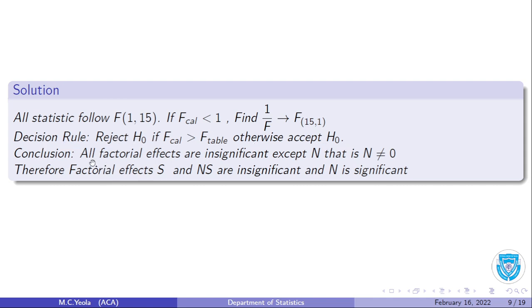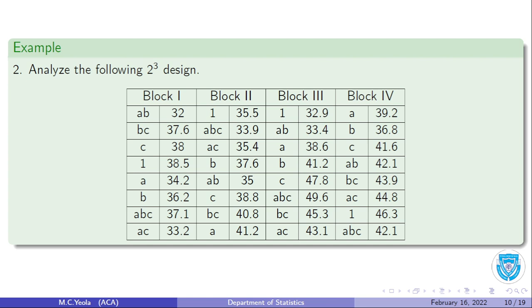So in conclusion, we write that all factorial effects are insignificant except N, that is N is not equal to 0 here, which we have seen in the table also. This gets rejected only. Therefore factorial effects S and NS are insignificant and N is significant here. So this completes the first example. We'll go for the second example.